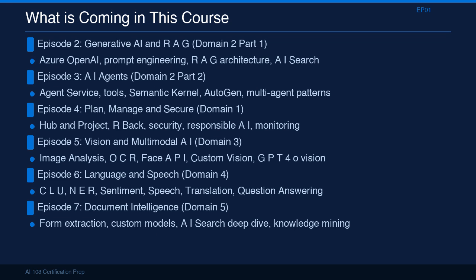Episodes 5, 6, and 7 cover the specialist domains: vision, language and speech, and document intelligence respectively. Each episode includes code samples, comparison tables, and at least one deep dive on an exam trap. Let us jump into Episode 2 and start earning those exam points.